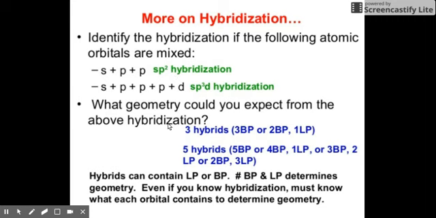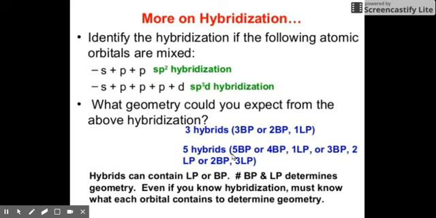So what geometry, what shape could you expect from the hybridization here? If it's sp2, sp2 is a total of three hybrids. So it can either be three bonding pairs or two bonding pairs and one lone pair on your central atom. So the basic molecular geometry for three bonding pairs is trigonal planar. If it's two bonding pairs and one lone pair, you get a bent shape, if you recall that.